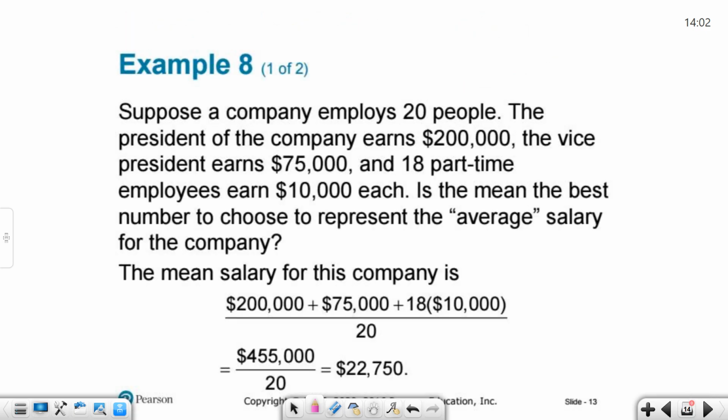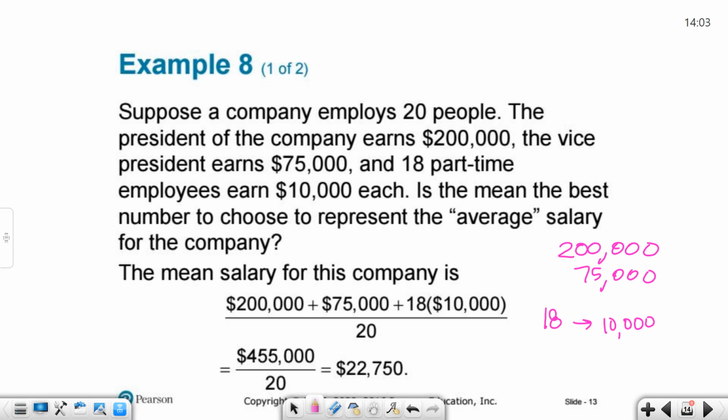So they give you an example of a company, and in that company, the president of the company gets $200,000 a year, the vice president $75,000 a year, and then there are 18 part-time workers that get $10,000 a year. So let's think about that for a second. The 18 workers getting $10,000 a year would make $180,000. So all 18 of those don't make even what the president makes, even if you add them together, right?